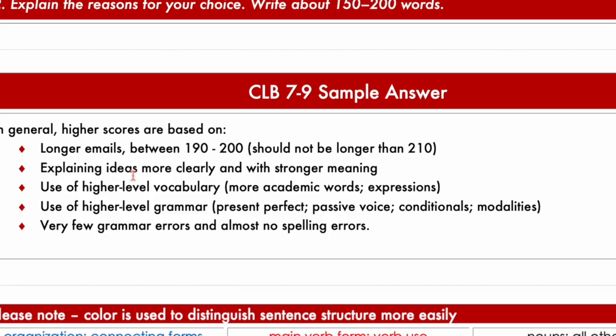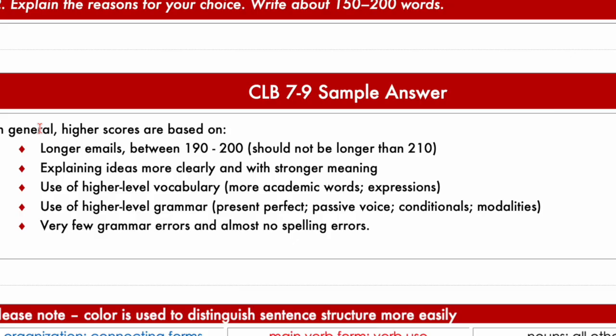We also need to try to explain ideas more clearly with stronger meaning. Okay, we're going to try and explain ideas. I'll illustrate that. We're going to try to use higher level vocabulary and more academic words, okay, if we can. Higher level grammar, present perfect, passive voice, conditionals, and modalities. Okay, right. And of course, very few grammar errors and almost, well, I would say no spelling errors because we have spell checks.